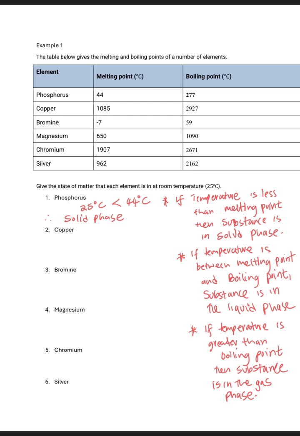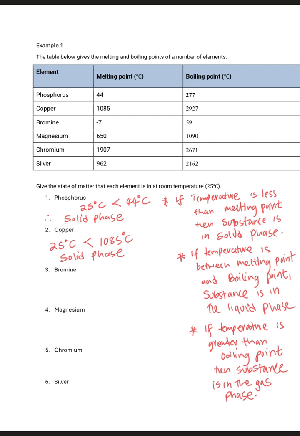And then now we come to copper. What is the melting point of copper? 1085. At room temperature we have 25 degrees, which is less than 1085 degrees Celsius, the melting point of copper. It means copper is in the solid phase when it's at room temperature.